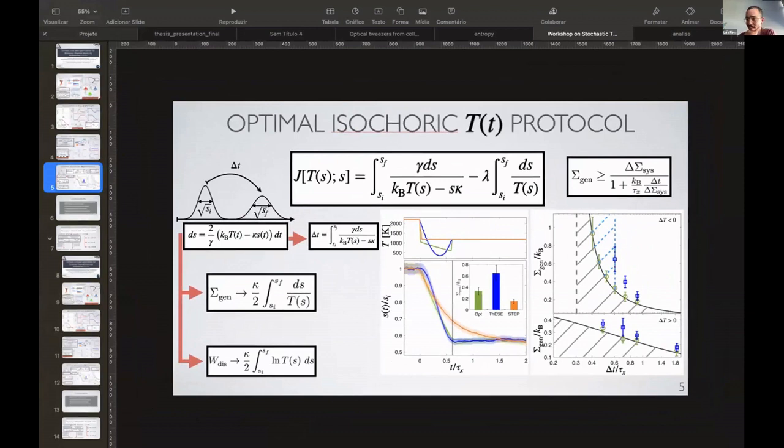So this is the last slide, but the idea is that with this method, we are able to see constraints, and that these constraints are applied in different ways for heating and cooling. Here we see that for cooling, we have a speed limit in which you're not able to accelerate below a threshold, in opposition to heating, where you can accelerate the transition as fast as you can, as long as you produce more entropy.